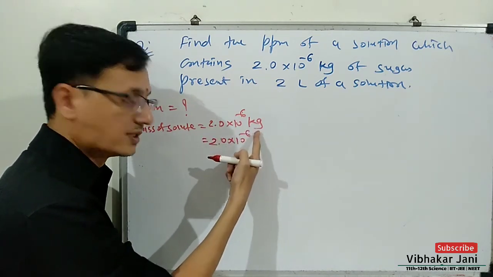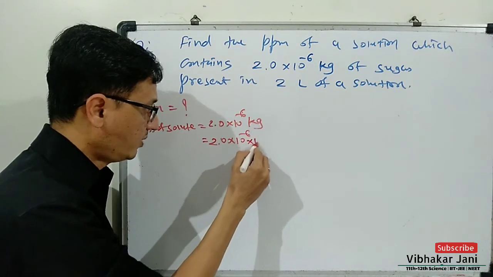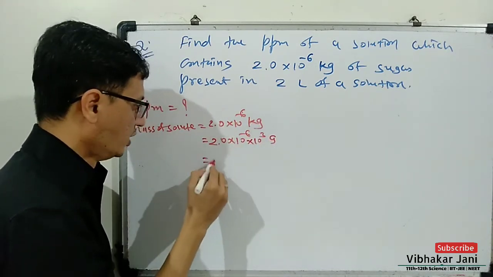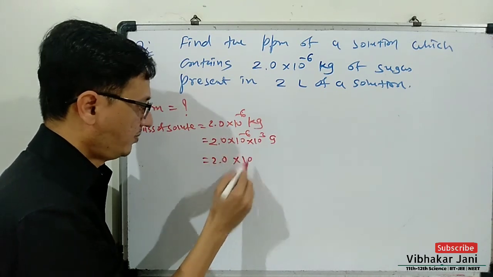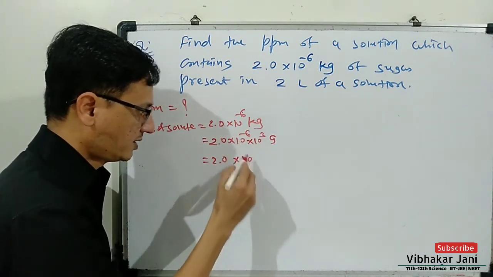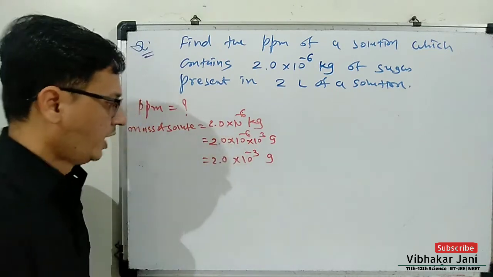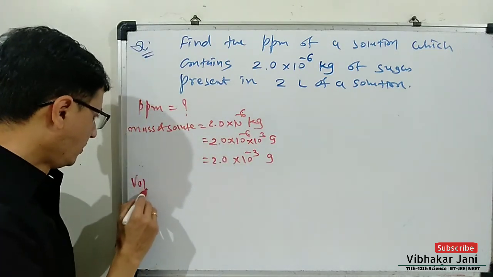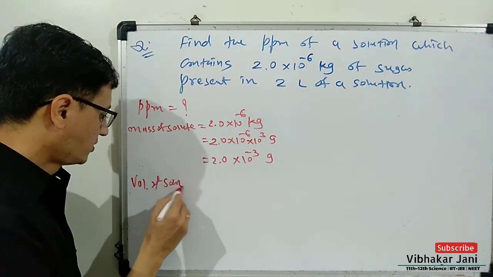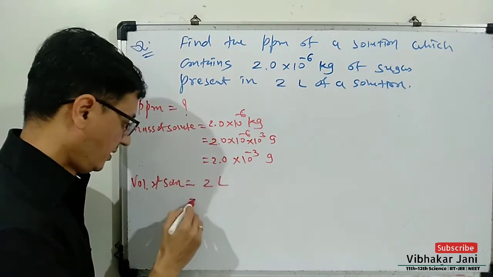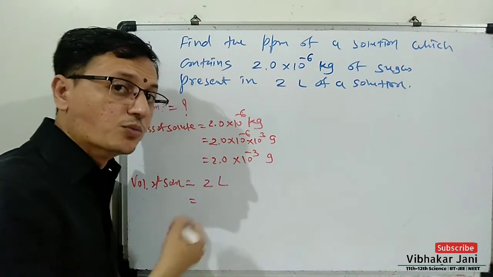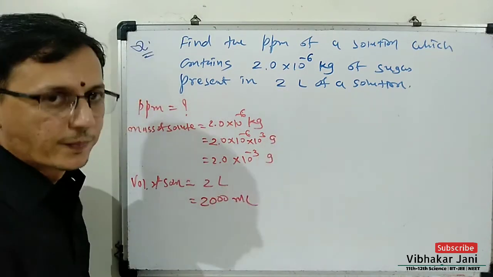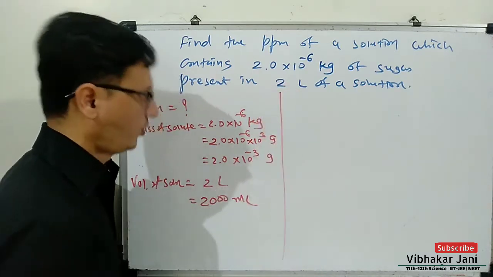and to do so, if we want to convert kilogram into gram, then we have to multiply it with 10 to the power 3. This will be our gram. So 2.0 multiplied by 10 to the power minus 6 plus 3, that is minus 3 gram. So this much gram sugar is present in our solution, and volume of solution is 2 liter. Now we are going to convert it into milliliter. That means 2000 milliliter.